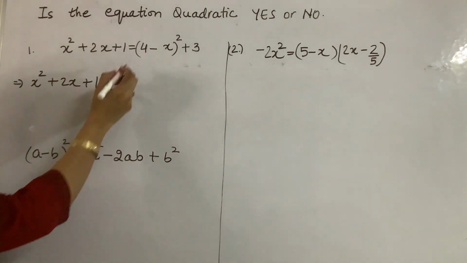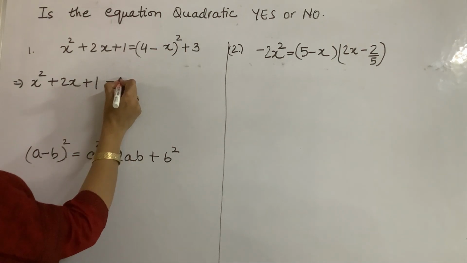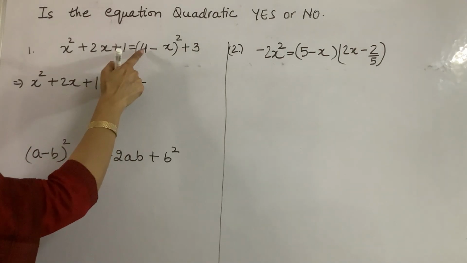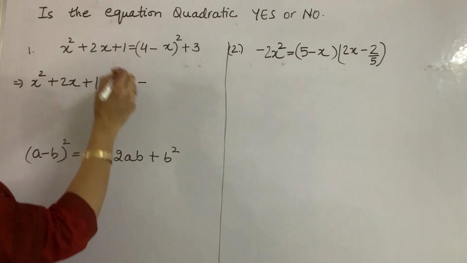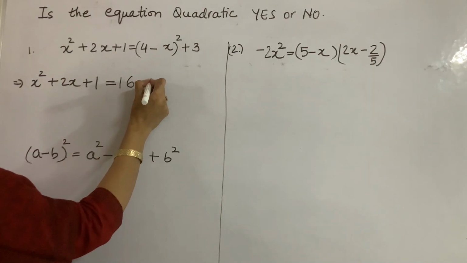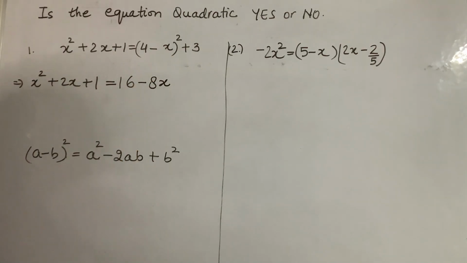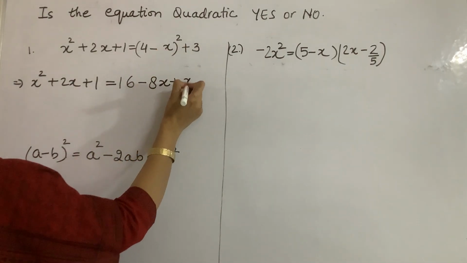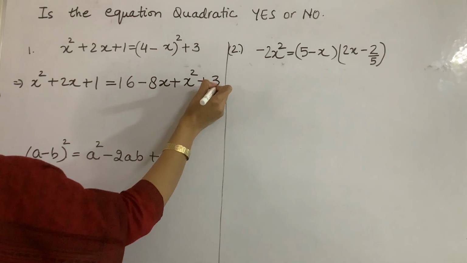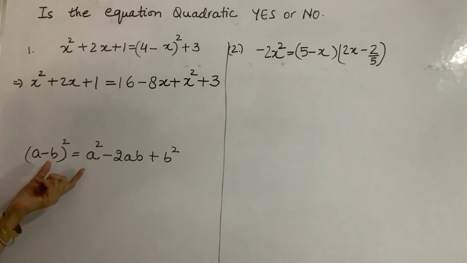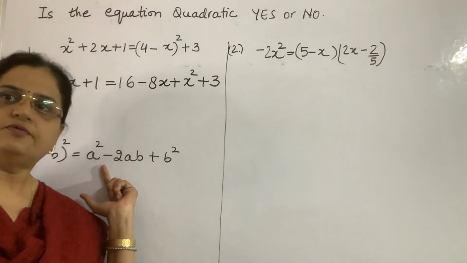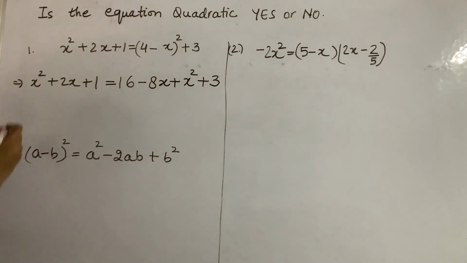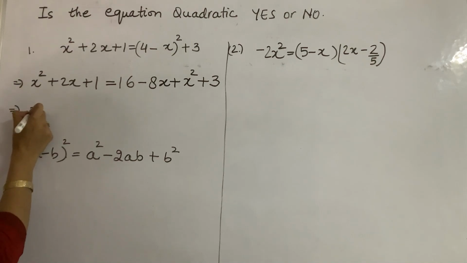So if we write, square of the first means 4 square, that is 16, minus 2 into this. 2 4s are 8 into x. So this becomes 8x plus square of the second number, x square plus 3. You don't need to write this identity. I have written for you to review it. Okay. So this is x square.